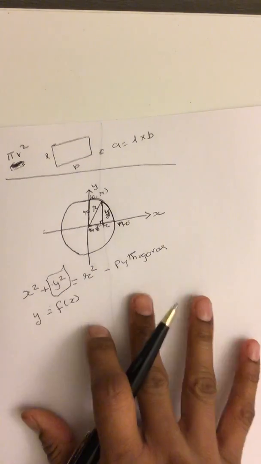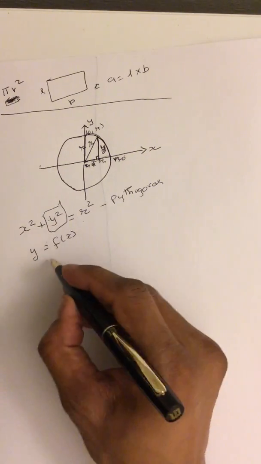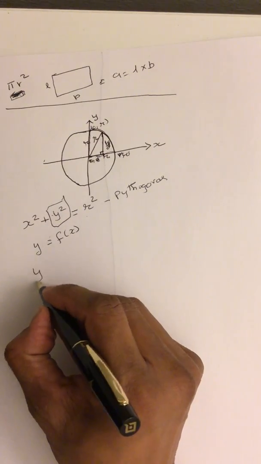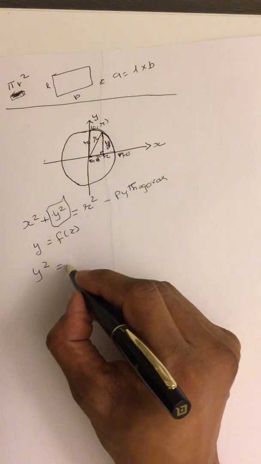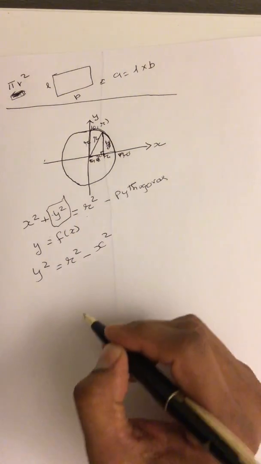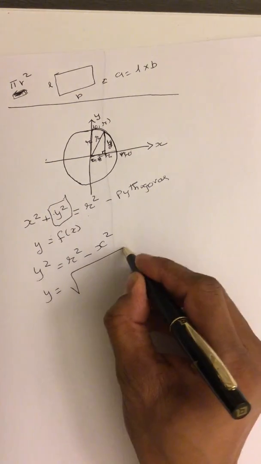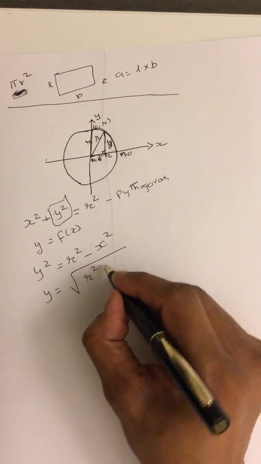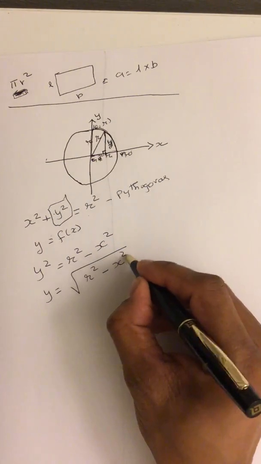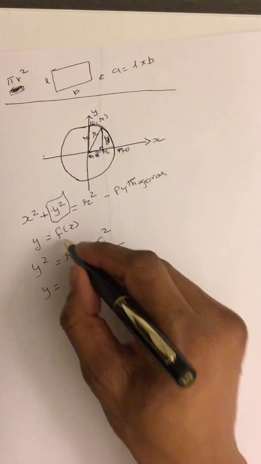So what I'm going to do is bring the x squared to the other side, which makes y squared equal to r squared minus x squared, right? And then y can also be written as square root of r squared minus x squared, right? So this is our f of x, right? F of x.